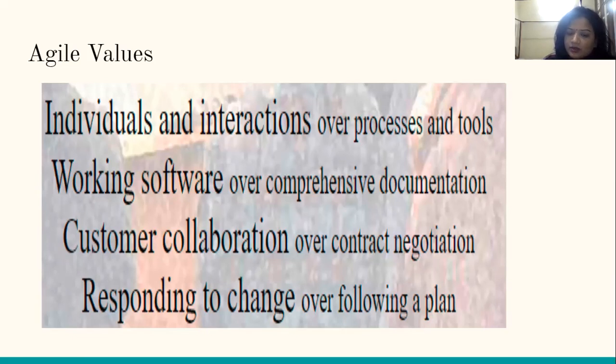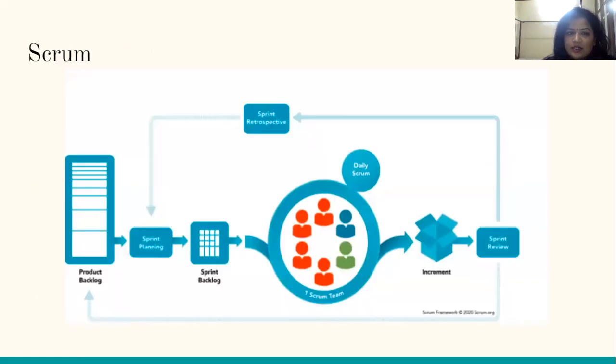And the next one is responding to change over following a plan, that is, the customer requirement is given priority over the process or the methodology. That is all about agile. Agile has different frameworks, like Scrum, Kanban, XP, etc. Out of them, Scrum is most widely used. About 90% of software teams practicing agile use Scrum as the framework.